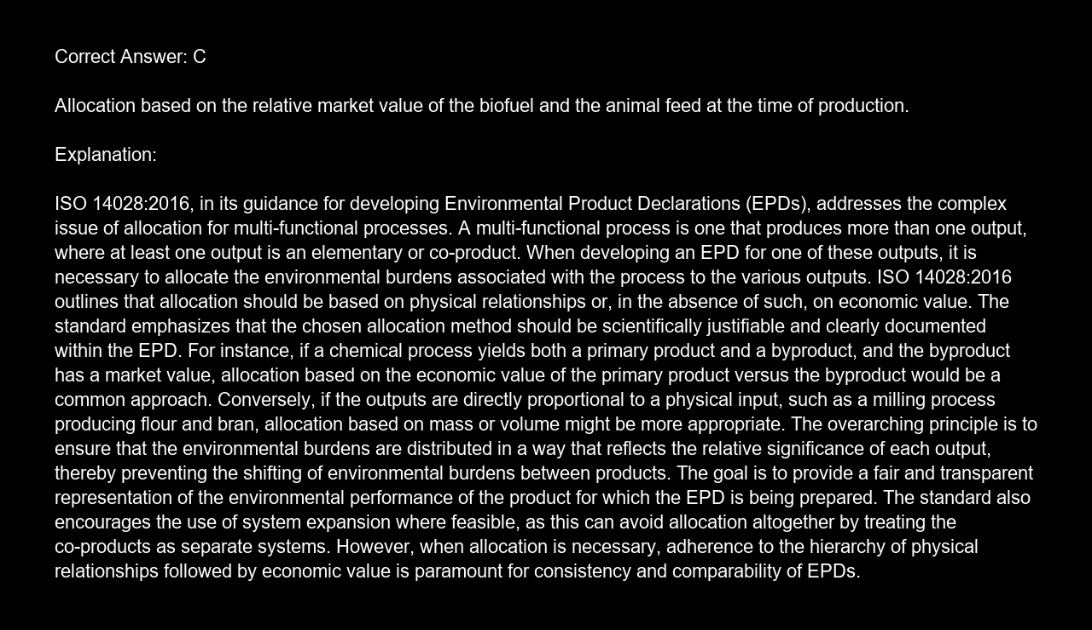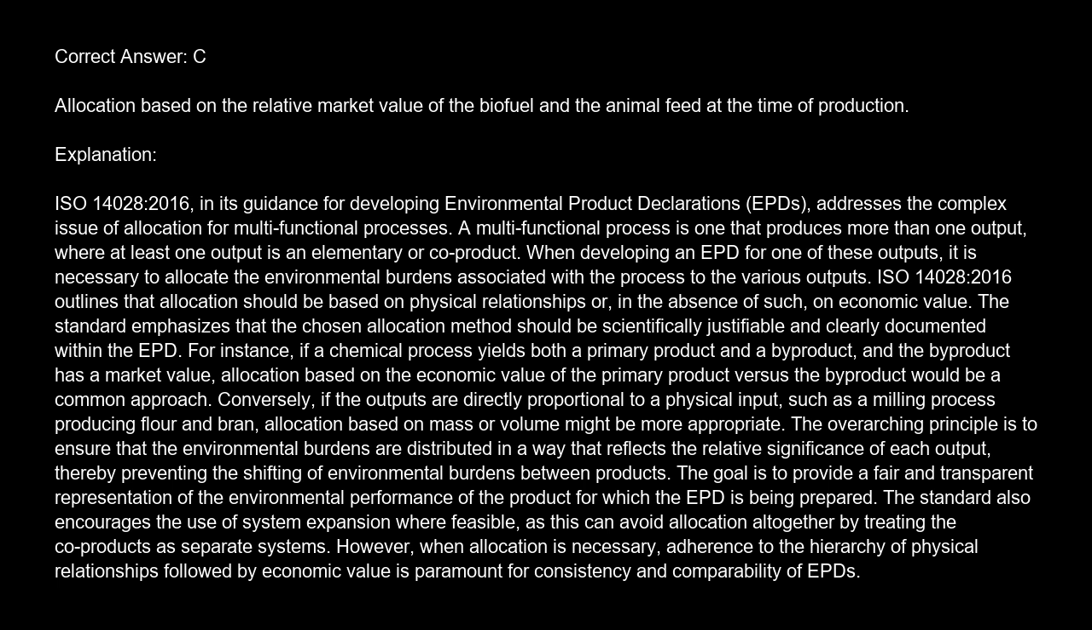Explanation: ISO 14028-2016, in its guidance for developing environmental product declarations, EPD, addresses the complex issue of allocation for multifunctional processes. A multifunctional process is one that produces more than one output, or at least one output is an elementary or co-product. When developing an EPD for one of these outputs, it is necessary to allocate the environmental burdens associated with the process to the various outputs.